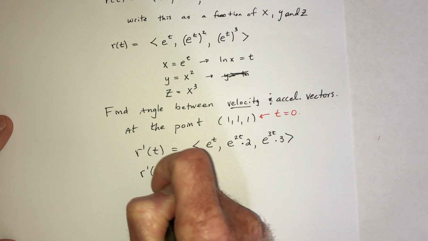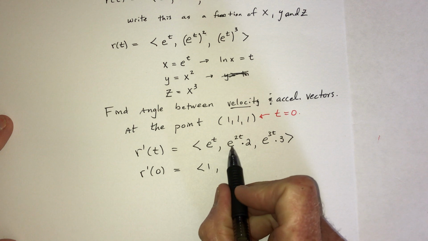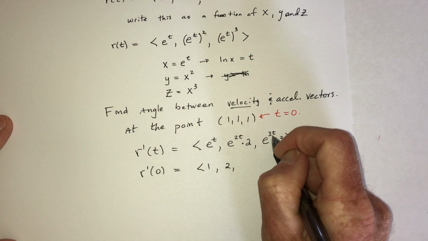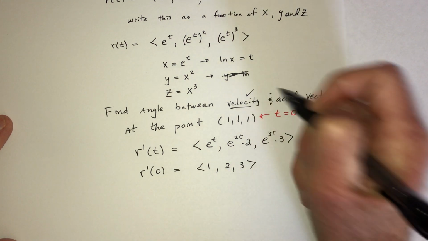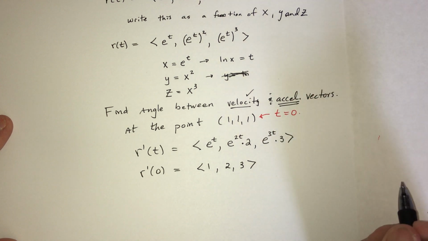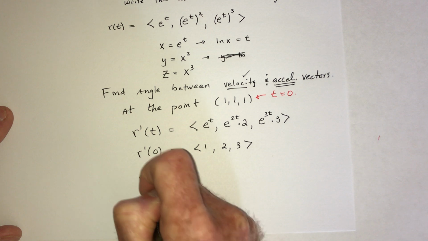So when you substitute the 0, e to the 0 is 1. This will be e to the 0 is 1 times 2, and this one will be 1 times 3. So there is the velocity vector. Now for the acceleration. So now we need the second derivative.